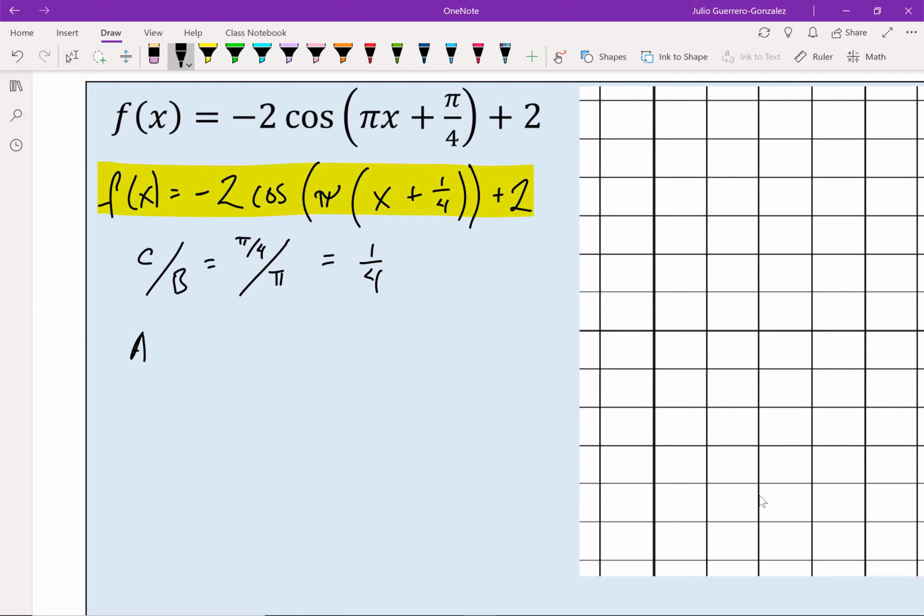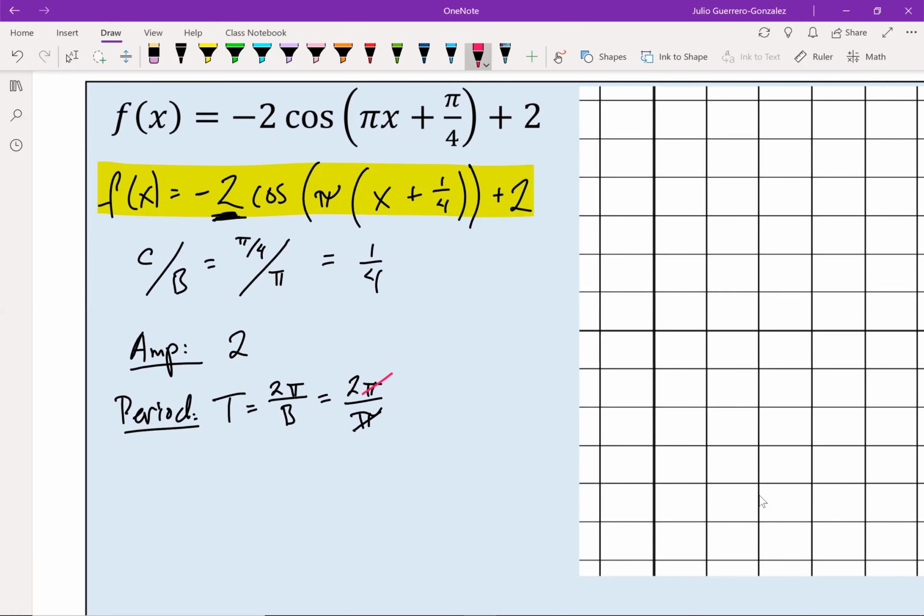So from here, the amplitude we know is 2, and that we got from right there. Okay, period. The period is going to be 2 pi divided by b, which in our case, b is pi, so it's going to be 2 pi divided by pi. Since there's a pi on top and a pi on bottom, you get equal to 2. Wait, where'd you get the 2 pi from? So the period for sine and cosine is always 2 pi divided by b. Whenever we talk about sine and cosine, that's the formula we need for the period. Got it? Yeah.